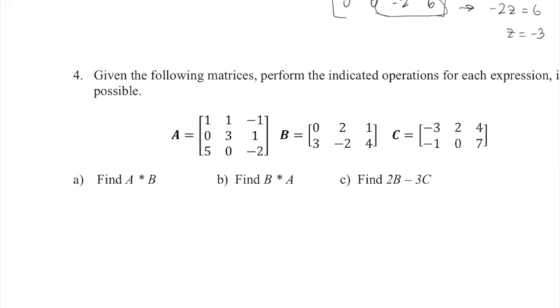Now when you're trying to multiply matrices together, you need to check the dimensions. For part A, for example, matrix A is a 3 by 3, and matrix B is a 2 by 3. Because these two numbers here don't match, part A is not possible.